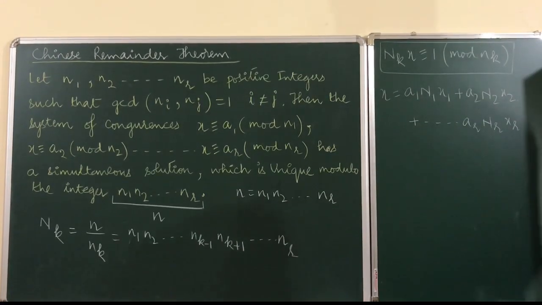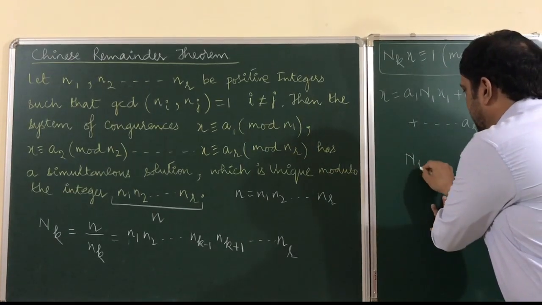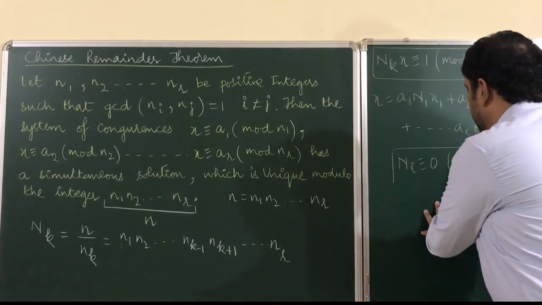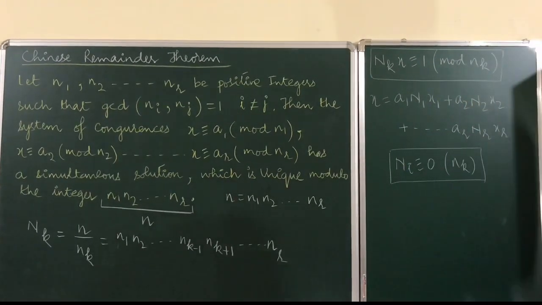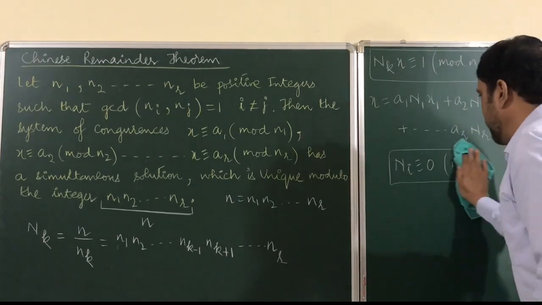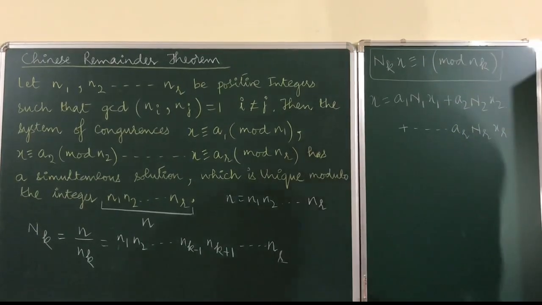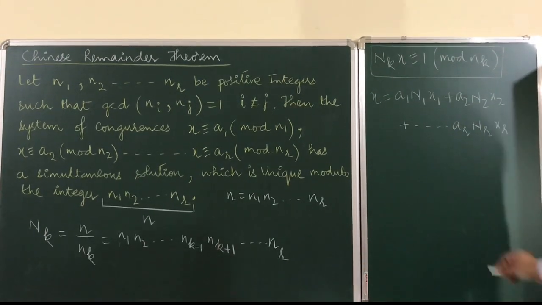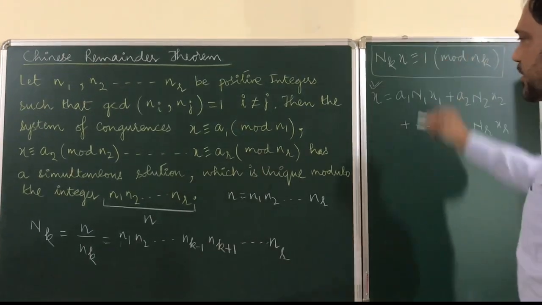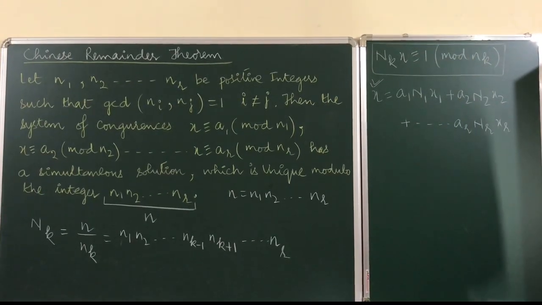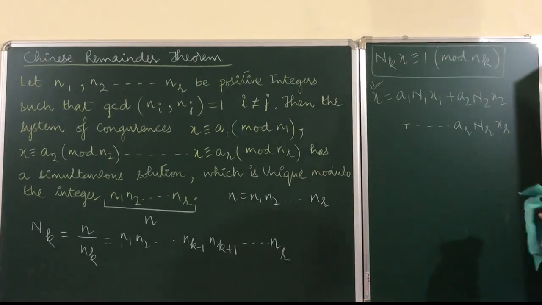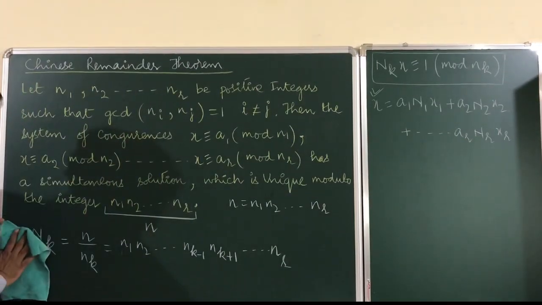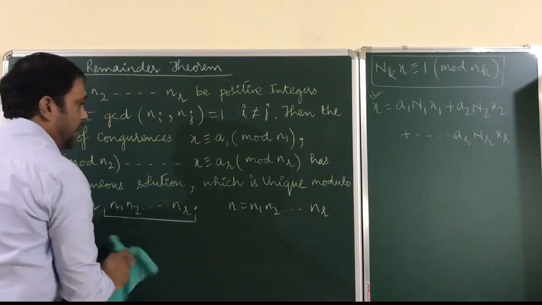Now we also see that Ni is congruent to 0 modulo nk. So we are not bothered about the rest of the things, because that has to be 0 over there. So once we get the x value, that x value is basically a1 N1 x1 plus a2 N2 x2 plus ... ar Nr xr. So that will be our x value which will satisfy this equation. And we can take an example also in order to have a better understanding of this theorem.